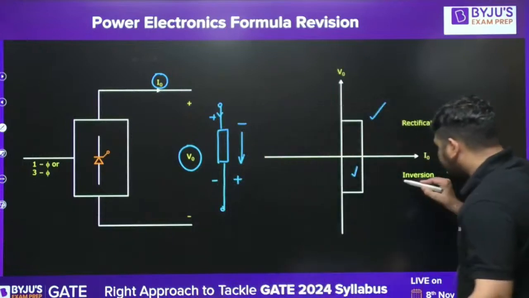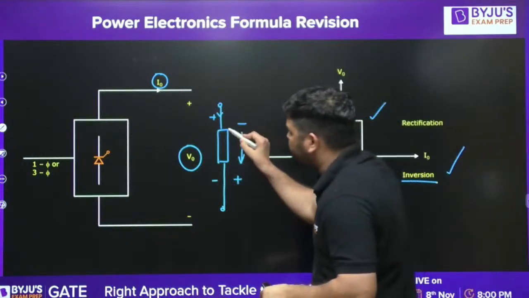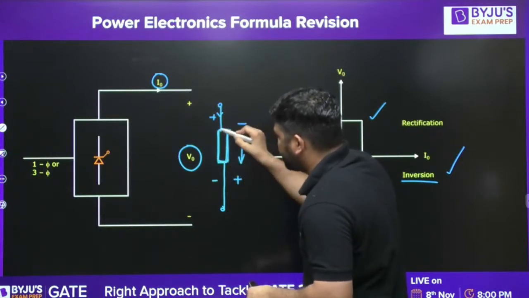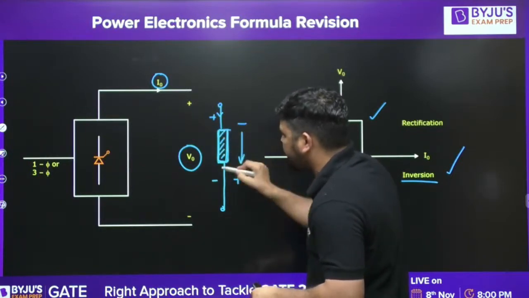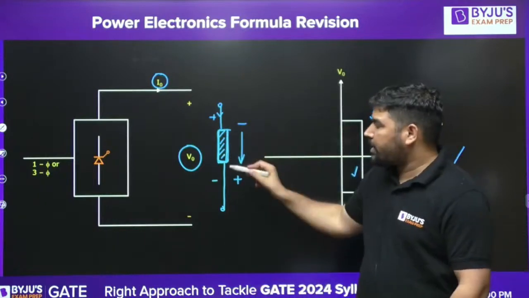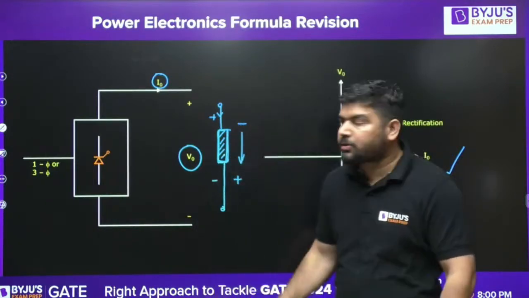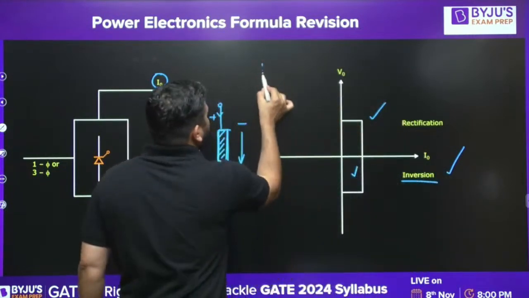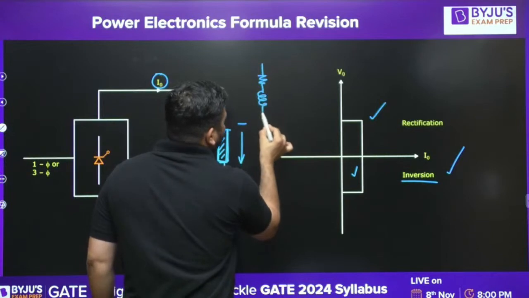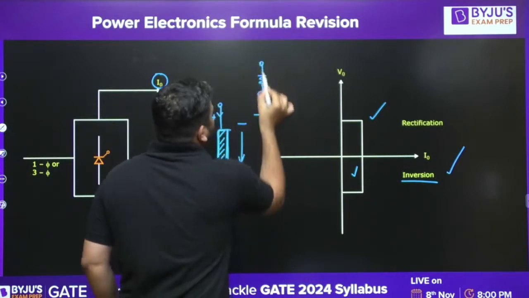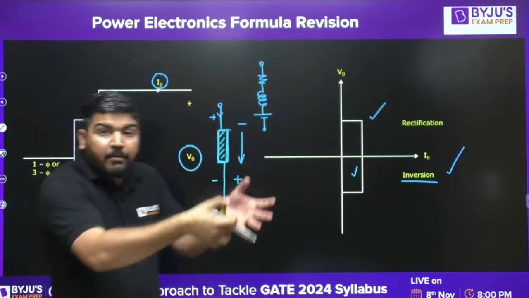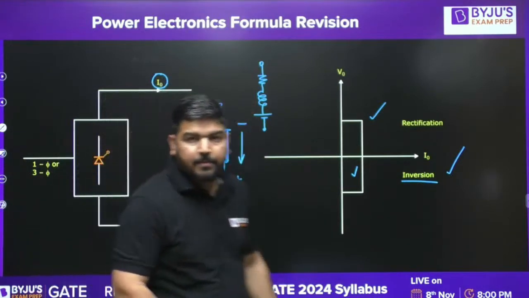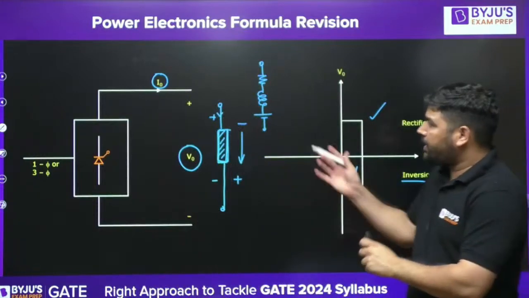But to get this inversion possible, we must have some source in the load. There must be some kind of source that should be connected in this load. So it is possible if there is some source in the load. Let's say the load is RLE type of load. So in this type of load, we can change the power flow. We can invert the power flow if somehow we can manipulate this E.